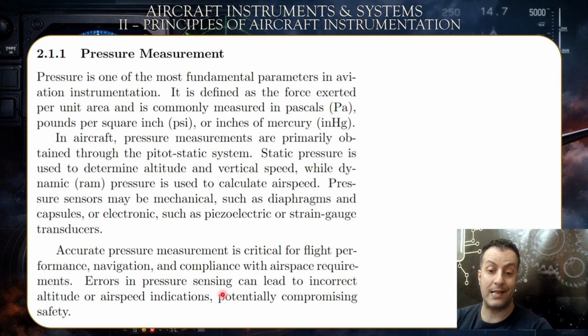Errors in pressure sensing can lead to incorrect altitude or airspeed indications. So it would give false assessments to the pilots, and distort their situational awareness on whether they are flying too high, too low, too fast, too slow. These are very crucial and important pieces of information. Potentially it can compromise the safety of a flight.